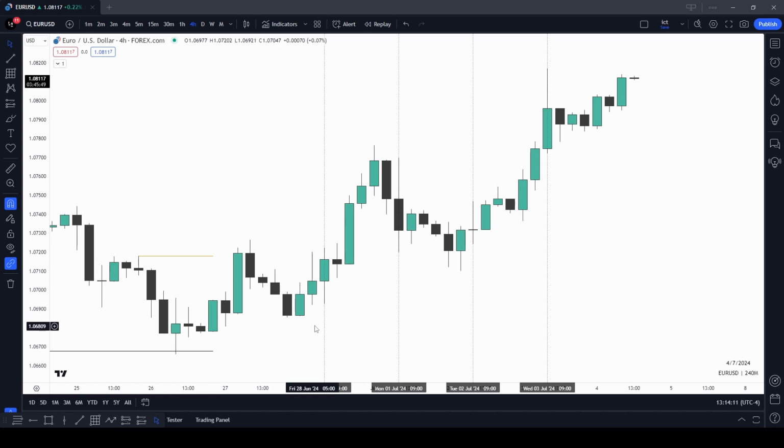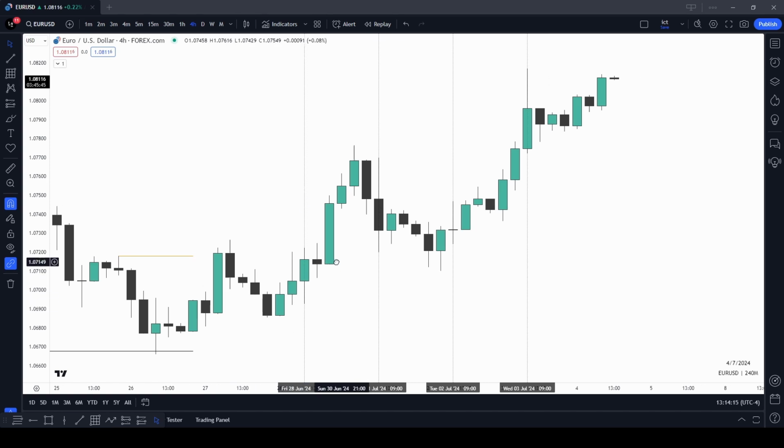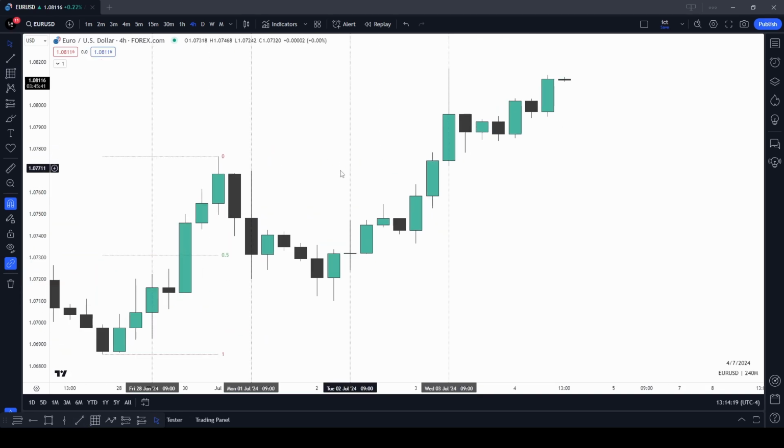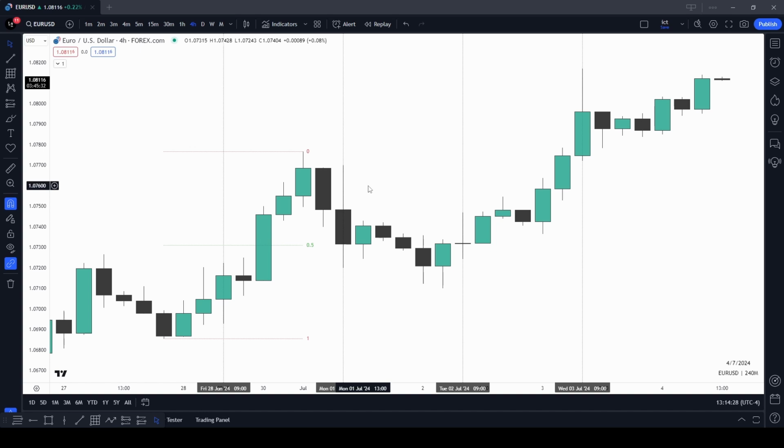So remember, we've broke structure here. What are we waiting for now? Well, we're waiting for price to come back into a discount so we can look for longs again. You can see price does come here on a Monday at 9 a.m. However, I don't trade Mondays because it usually creates the opposite end of the range. So I would ignore this, right?